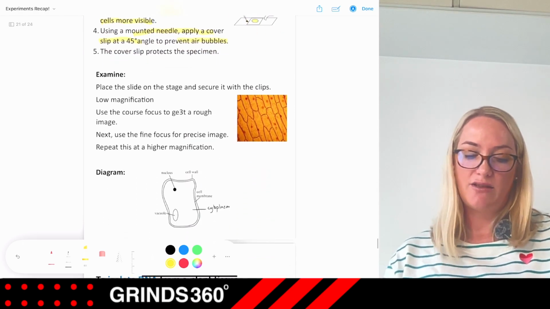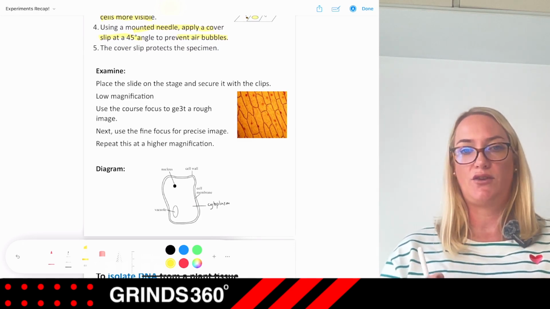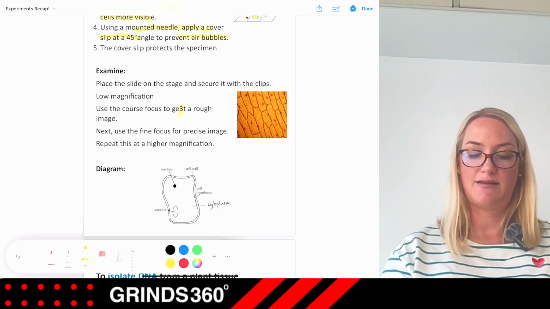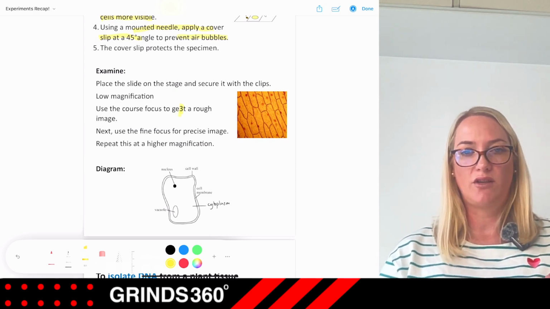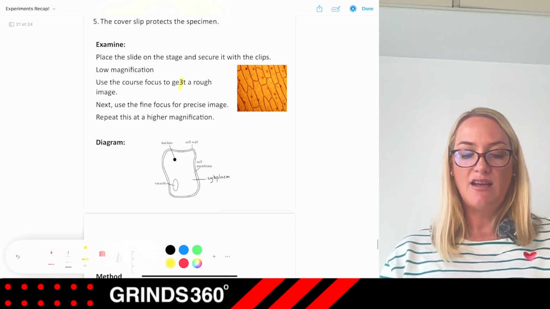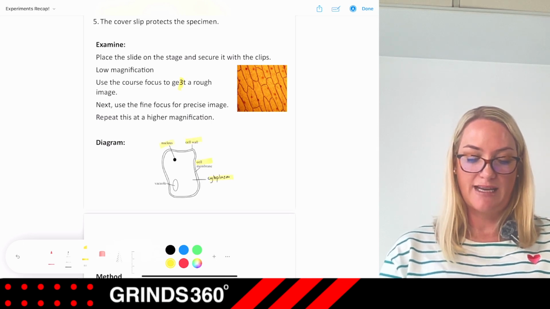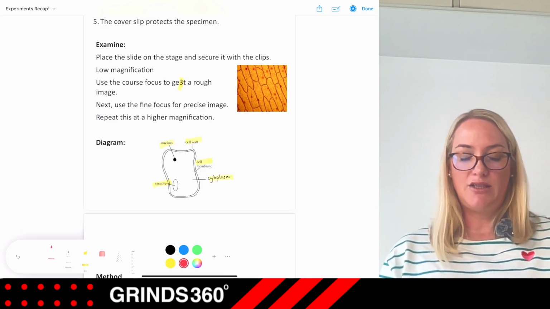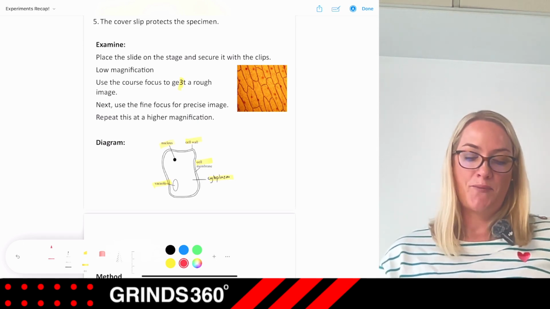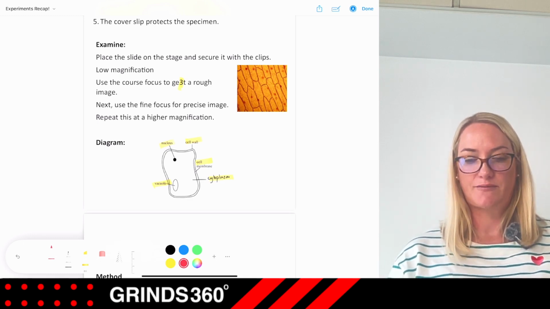Okay, examine. So the examining is the same as the animal cell. Place your slide on your stage, secure it with the clips. Lower magnification first, coarse focus for a rough image, fine focus for a precise image. Repeat this at a higher magnification. If they ask you to draw what you see, you're labeling your cytoplasm, cell membrane, cell wall, nucleus, and you can put in your vacuole. Do not write mitochondria, okay? Or chloroplast. They are only seen with the electron microscope. They're the ultrastructure of the cell.